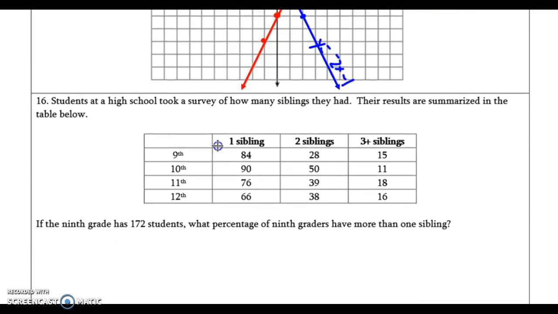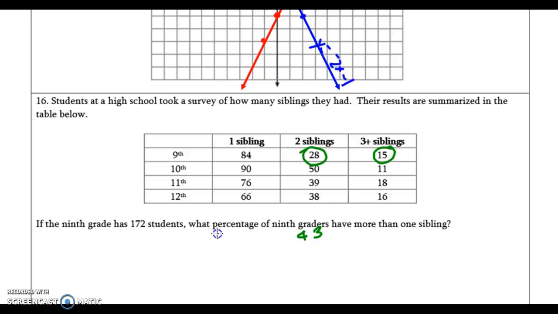Question number 16 asks us about the percentage of ninth graders that have more than one sibling. Looking at the table, I can see that these ninth graders have more than one sibling, and these ninth graders have more than one sibling. These ninth graders have one sibling, so they don't count. So 28 and 15, if I add those together, I get 43. So 43 is my first number. That number of ninth graders have more than one sibling.